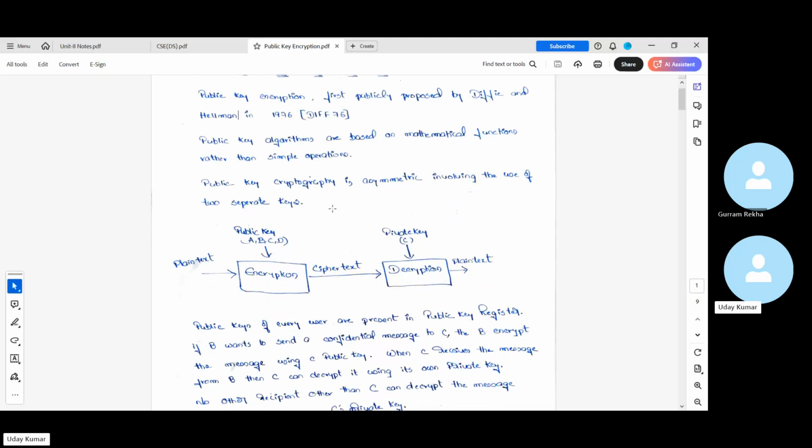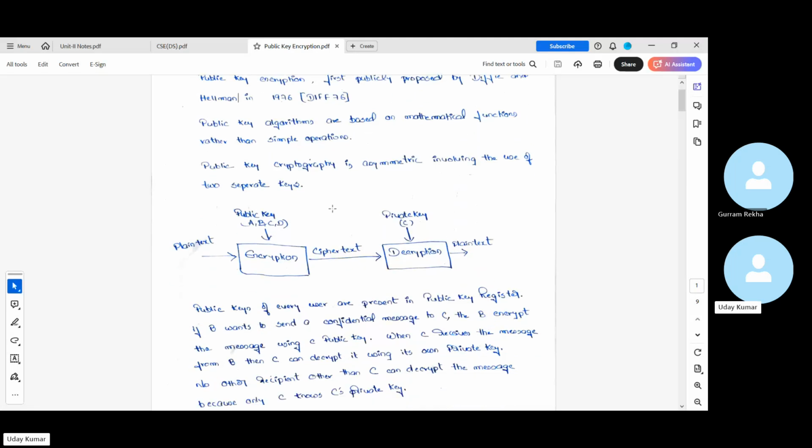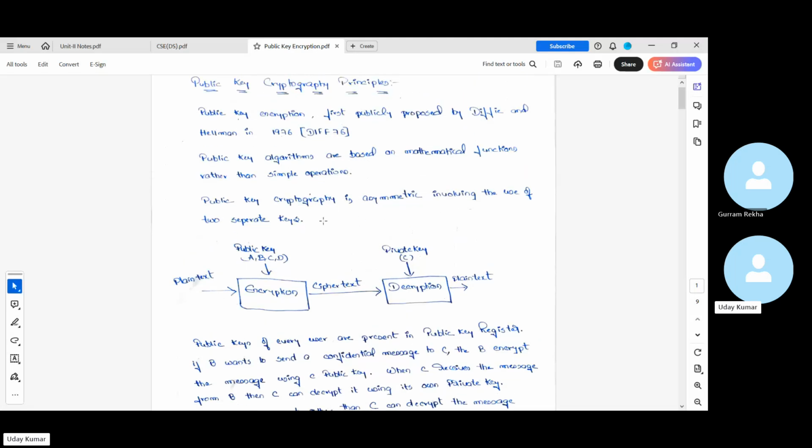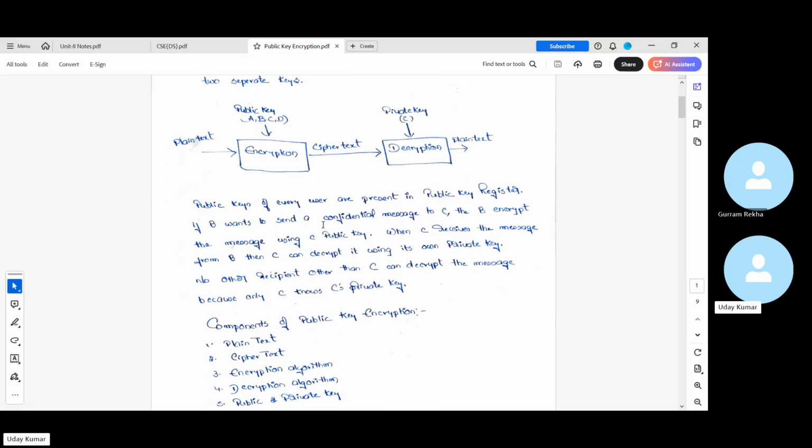Public key cryptography is asymmetric, involving the use of two separate keys. If you use one key, it is symmetric. If you use two keys, it is asymmetric. So what you do is, you take the plain text and the key, you do the encryption, you get the ciphertext, and you do the decryption with the key and you get the plain text.